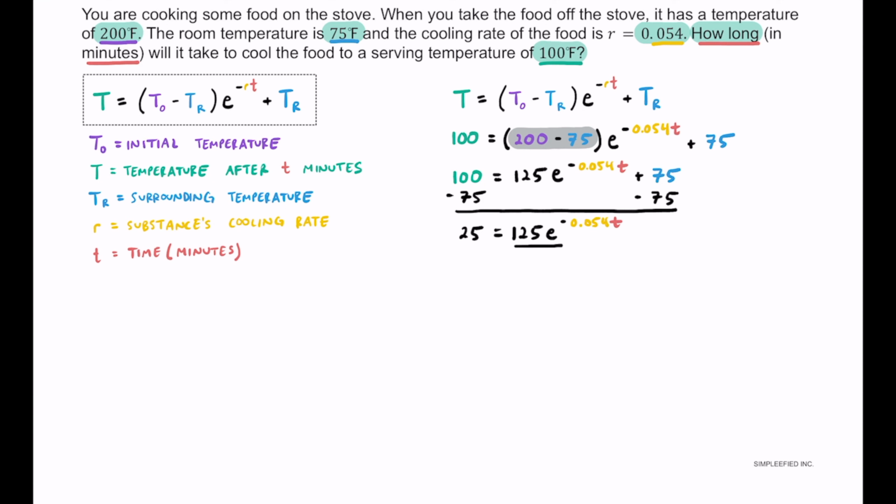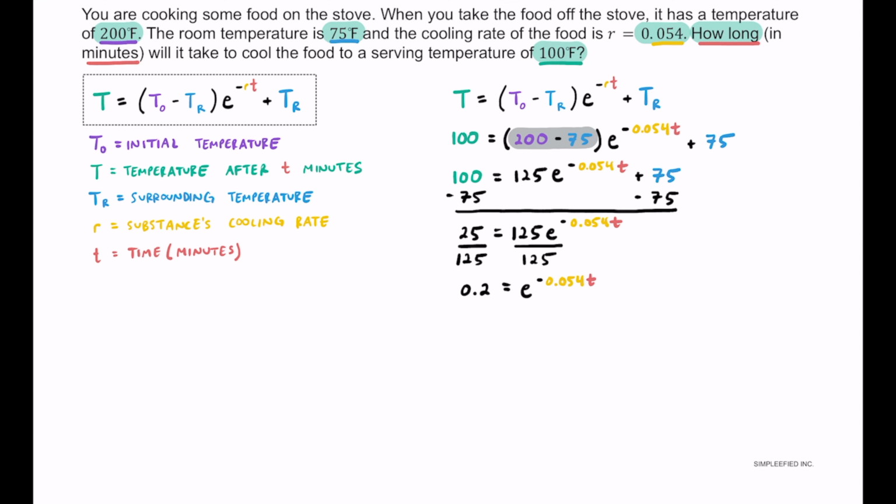Next, to get that power completely isolated, let's divide the right side by 125 and the left side also by 125. Now on the left side, 25 divided by 125 is actually 1/5, or we can say that's 0.2. So on the left side, that's a nice decimal. 0.2 is equal to, and we're going to have e raised to the negative 0.054 t.